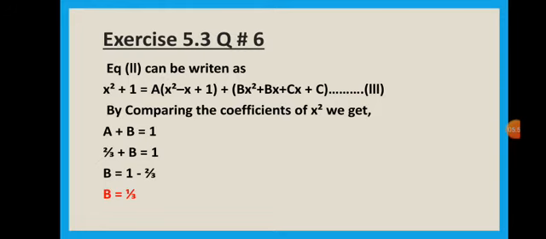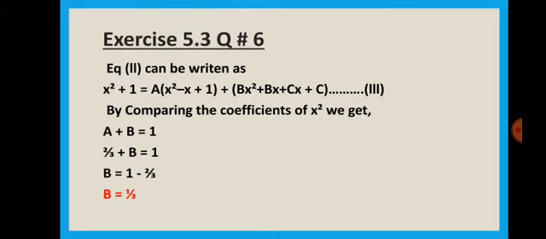Now equation 2 can be written as x square plus 1 is equal to x a into x square minus x plus 1 plus bx square plus bx plus cx plus c. Students, we write this equation in this form because we want to compare the coefficients.